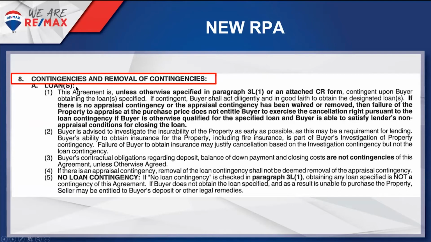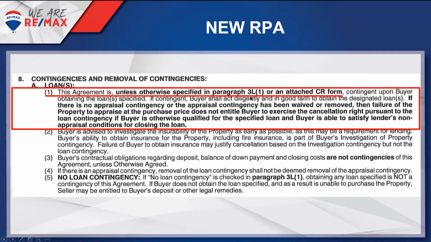The next paragraph is paragraph 8, contingencies and removal of contingencies. So the first contingency talked about is a loan. So unless otherwise specified in 3L or an attached C.A.R. form, if they attach a C.A.R. form.